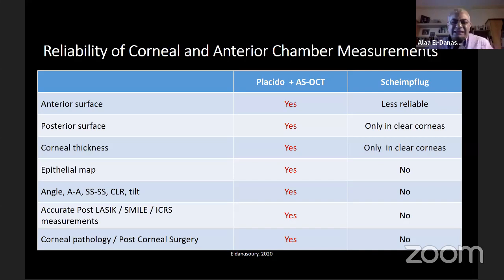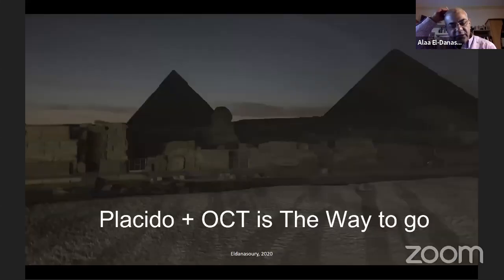So I cannot really imagine myself doing any kind of anterior segment surgery without having this technology, the combined Placido and anterior segment OCT. I have no doubt that this is the way to go. This is not the future, this is actually the present. And I know that many other companies are now following the same path of CSO, a few years behind, but I have no doubt that this is the way to go in the future. And I thank you for your attention.